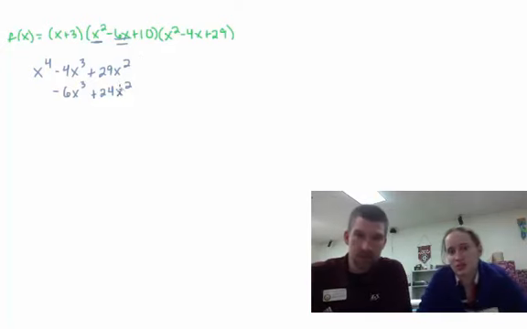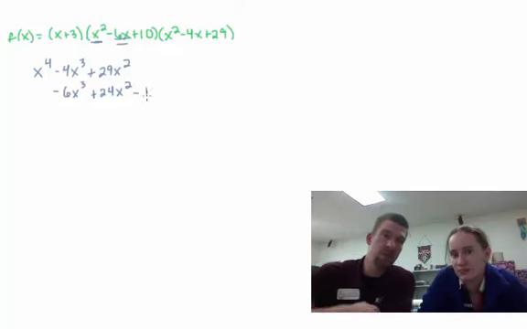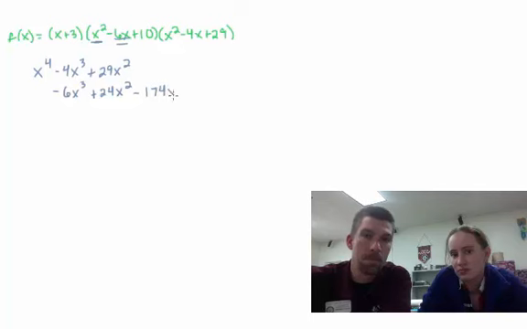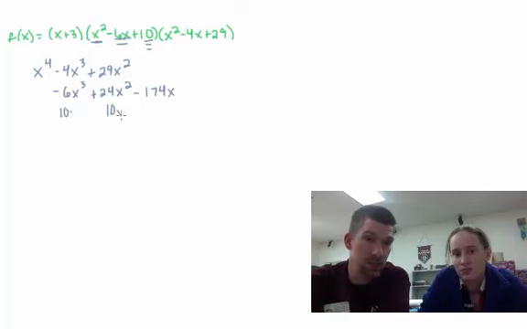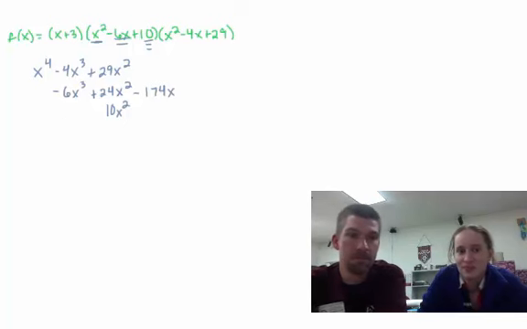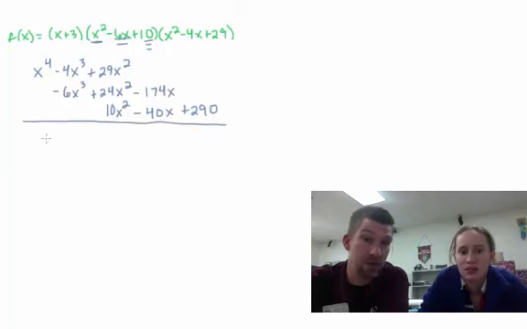So negative 6 times 29. 6 times 29, not one we carry in the old back pocket, 174. And then the last row, 10 times x squared is 10x squared. Erase that other 10. And then, what is that? Minus 40x plus 290. Whoa, that's big. And then put all that together.